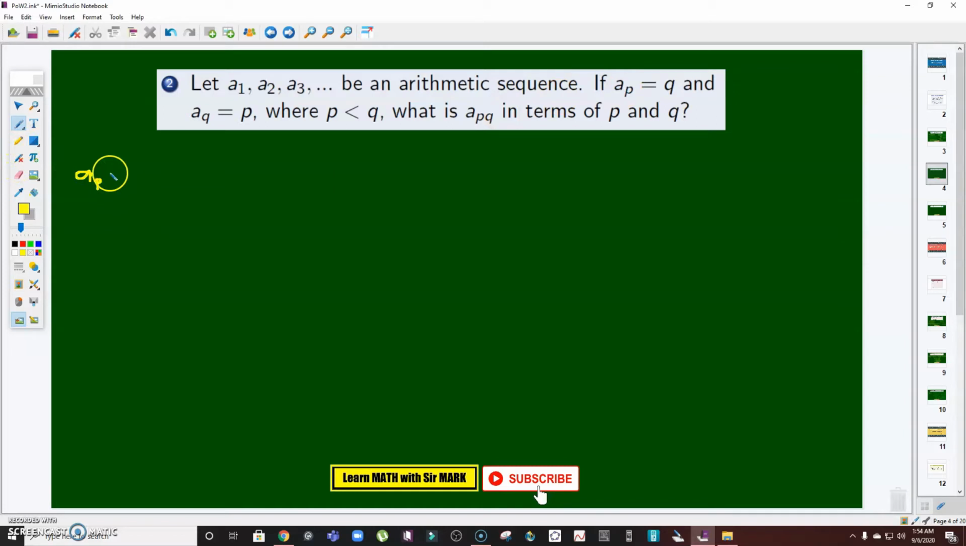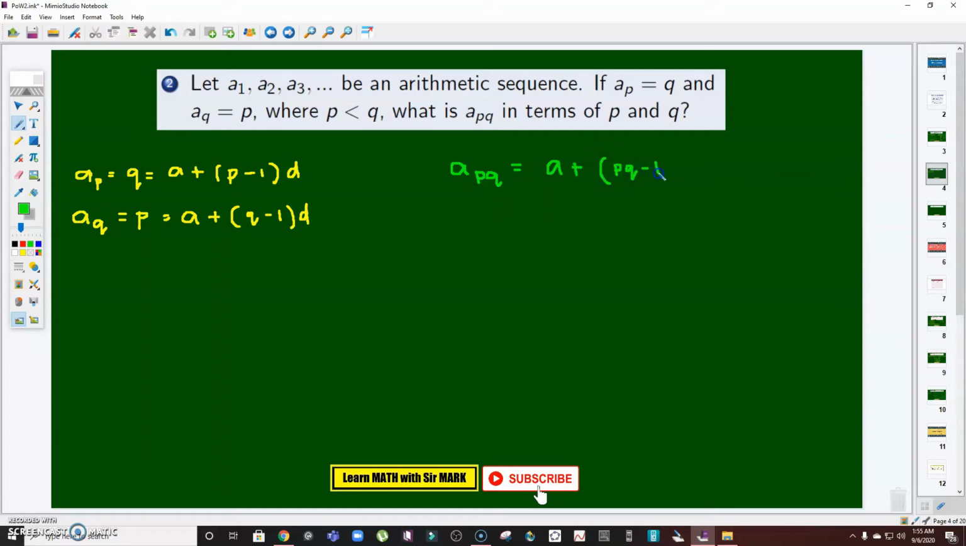Our a sub p, we can write it as a plus p minus 1 times the common difference. Likewise, our a sub q, which is equal to p, we can write it as a plus q minus 1 times the common difference. Take note, our goal is to express a sub pq in terms of p and q. Like what we did in a sub p and a sub q, a sub pq is equal to the first term plus pq minus 1 times the common difference. So clearly, we have to get a and d so that we can express a sub pq in terms of p and q. See that? So our goal is clear.